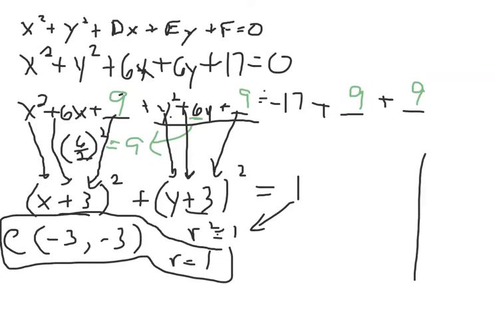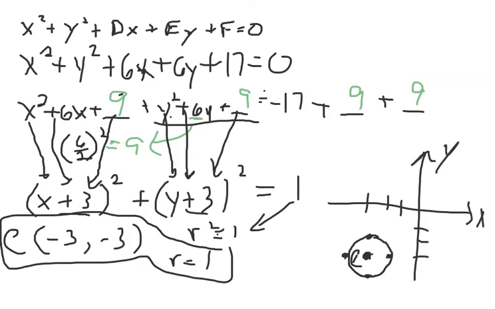Now I'm not supposed to have to graph on this problem, but I'm going to show you how to graph it. So I go to -3, -3, and put a dot, and that's my center right there. And then I go up one, right one, down one, left one, and I draw a circle around connecting those dots, and that's how you would graph the problem. So that's it.